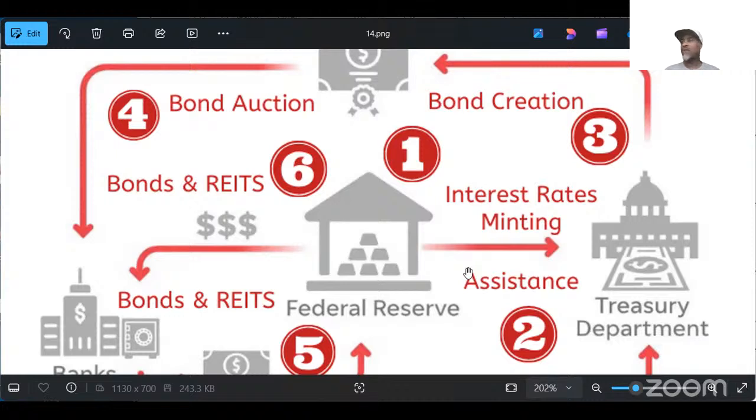Trying to think of another one. Let me look it up. I don't want to misquote. Wells Fargo and Citibank. There we go. Thank you.